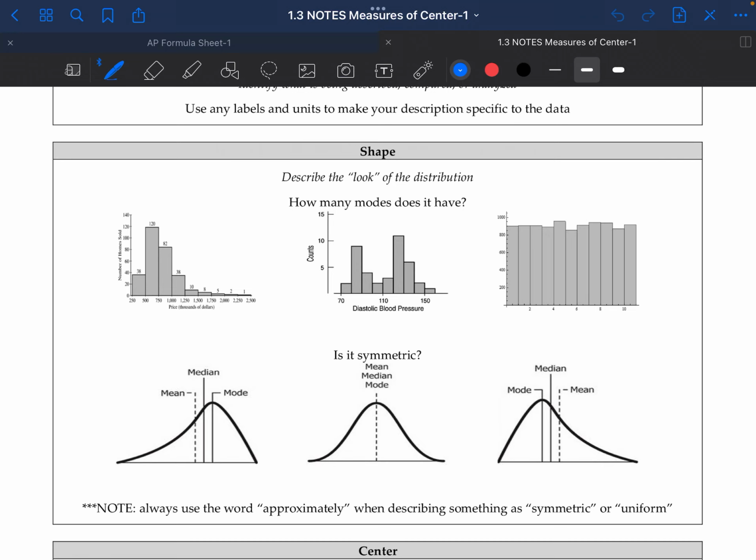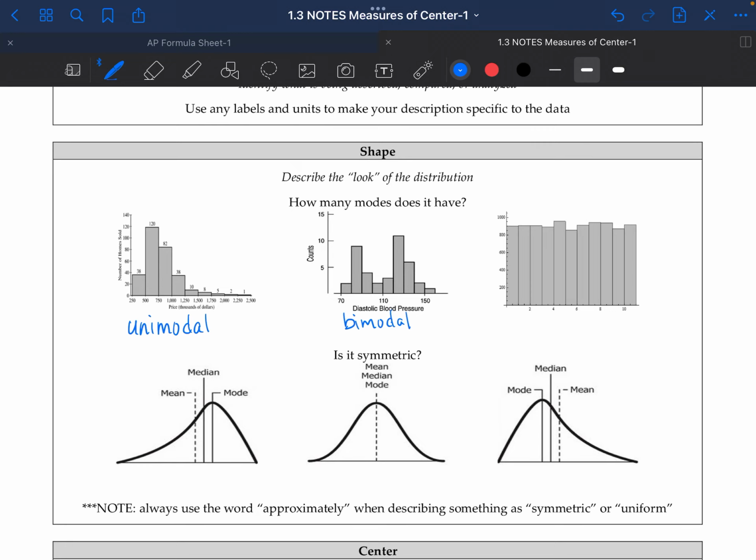Sometimes it might have just one. We would call that unimodal. This is an example of a unimodal distribution for the price of homes, if you read the labels there. Just one big hump. Or it could be described as bimodal. In this particular example, diastolic blood pressure, there are 2 peaks. If these are people we're taking the blood pressure of, a lot show up in this little range and a lot show up in a different little range. So bimodal. And you could continue thinking trimodal.